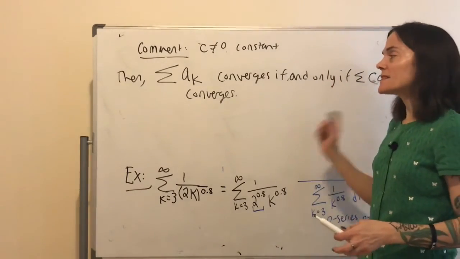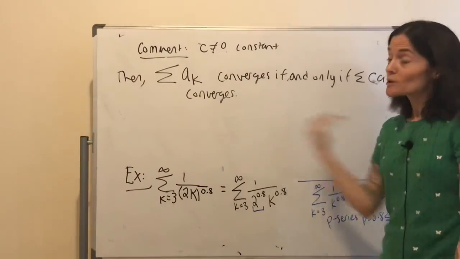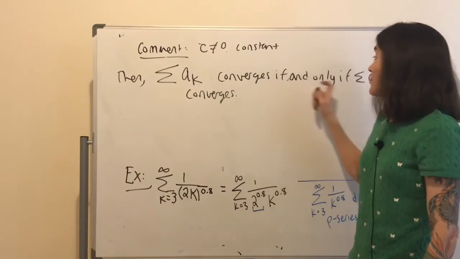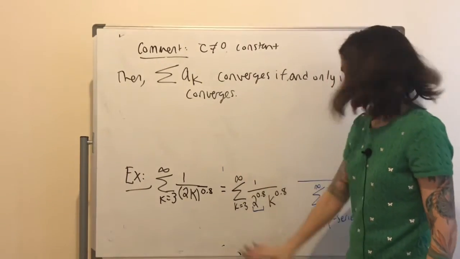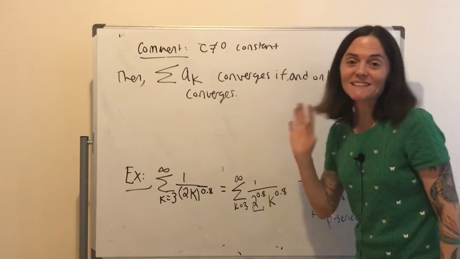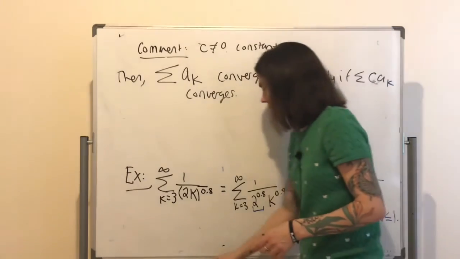But in any case, what this says is, if you have a convergent series and you multiply by a constant, it's going to converge. But it's an if and only if. So that also says if you have a divergent series, multiply by a constant, it will diverge. Okay, so how would I justify this?